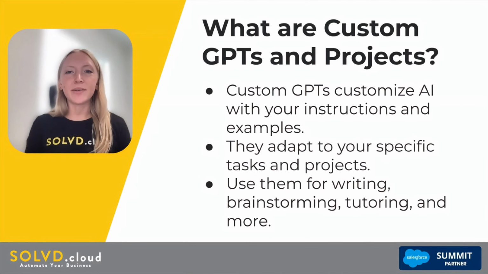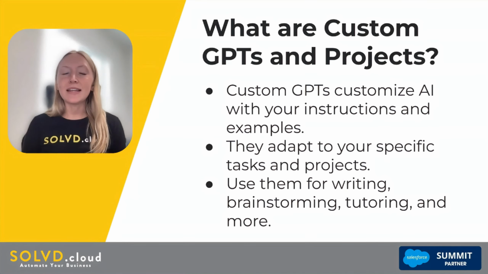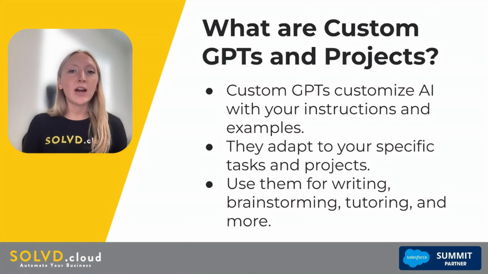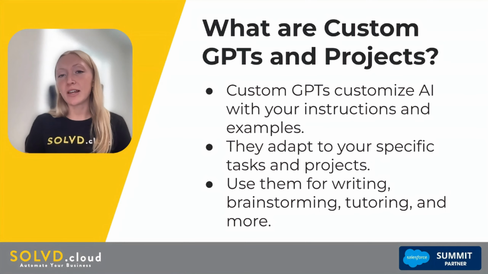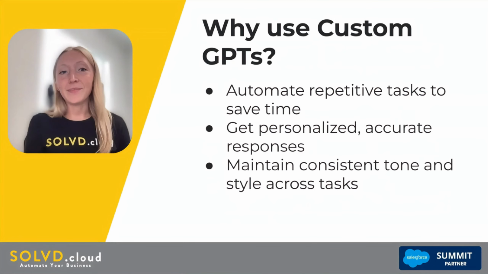Imagine the base AI model is like a blank canvas. Custom GPTs let you paint on that canvas with your own colors by giving it instructions, examples, and rules. That means you can create an AI that's tailor-made to help with your specific projects or daily tasks. For example, you could build one that helps you draft emails in your tone, or one that brainstorms blog post ideas, or even one that acts as a tutor for a subject you're learning. The possibilities are huge. Now, you might be wondering, why not just use the default AI?